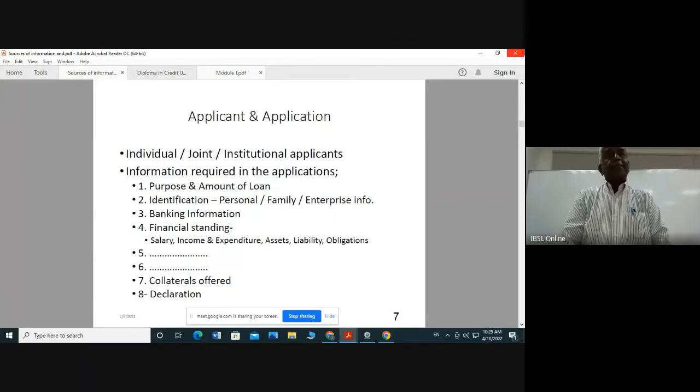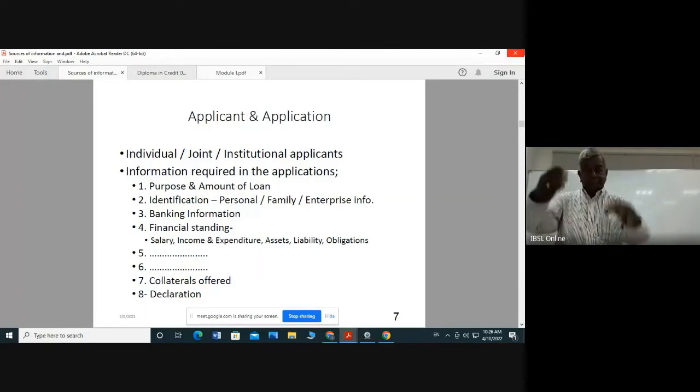Actually, what happens when a customer comes and gives a loan application, maybe an individual or a consumer credit facility? We just take it, keep it in the file, and wait. When the customer next time comes and asks what happened to his loan application, we tell him to come back later. That is wrong. So when the customer comes with the application, you ask him to sit and then just go through it.